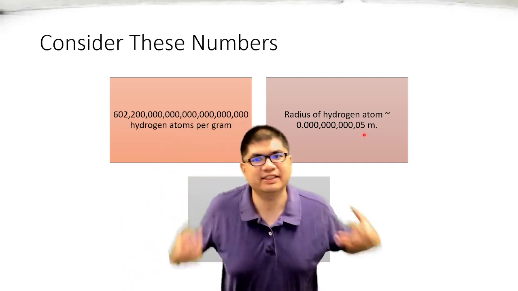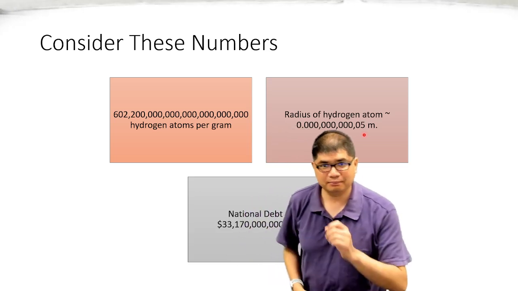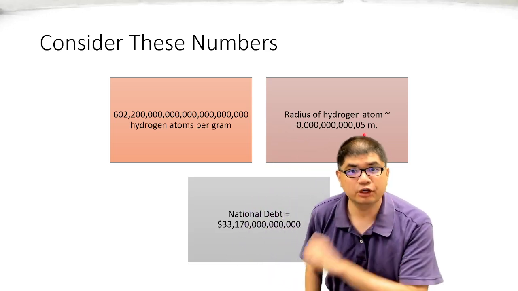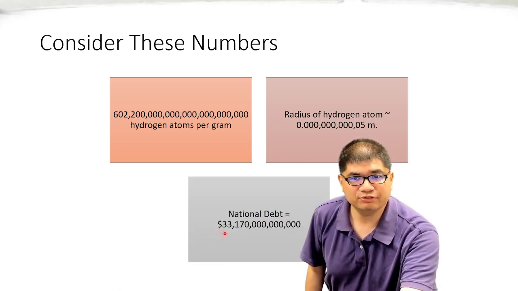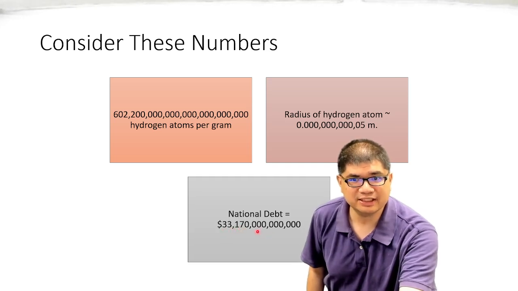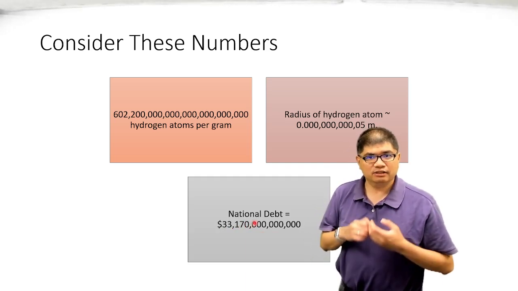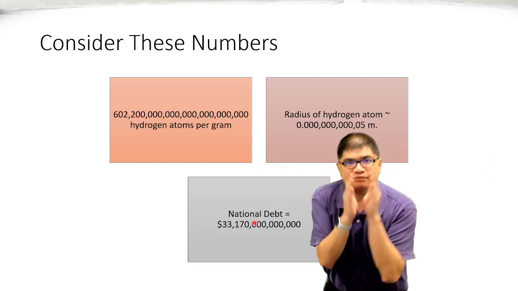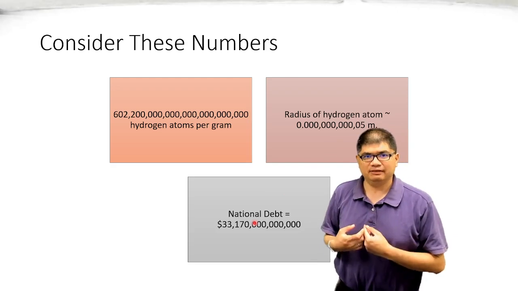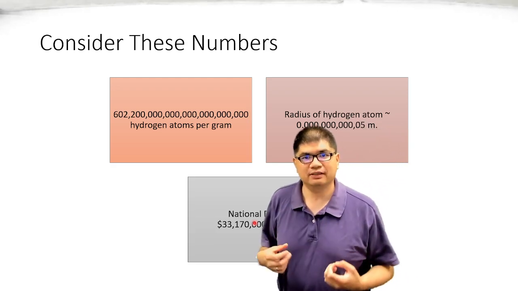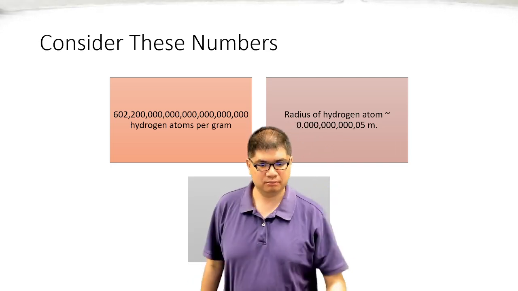It also reaches beyond science, that we may have big or small numbers. For example, our national debt is 33.17 trillion, so 3317, and you can see here we've got 10 zeros. In each of these cases, if we have very big or very small numbers, it gets hard to visualize what the number should be if we don't do something not so common. This is why we need scientific notation.